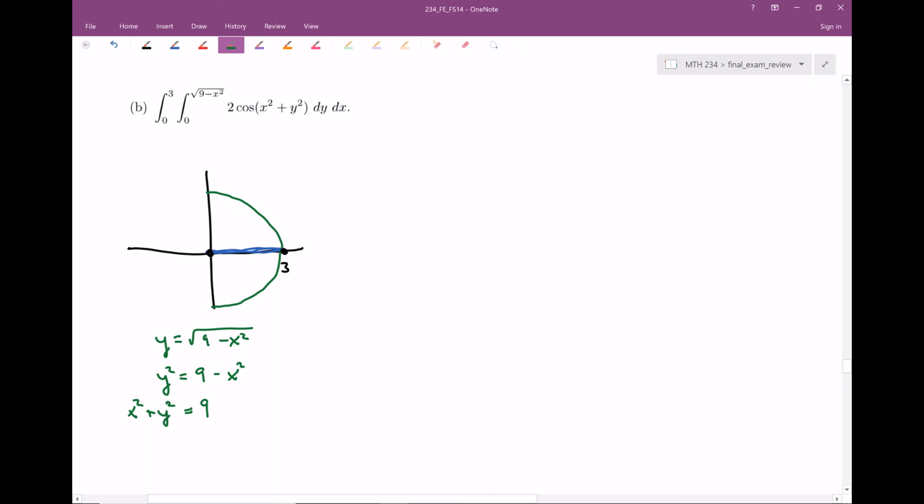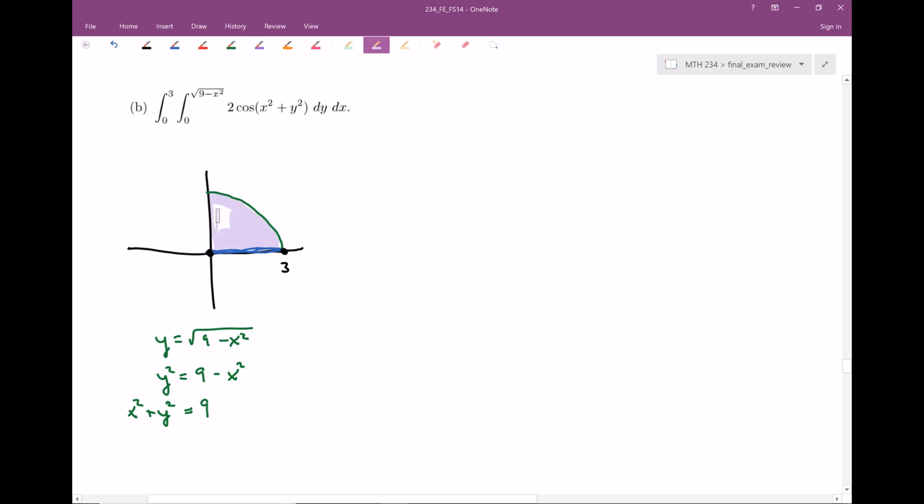And we have to decide, well, which do we want? Well, because it's the positive square root, that means that the y values are going to be positive. So they should be above the x-axis. Here's where the y values are positive. So we want the positive square root, aka the top half of the circle. So this is the region that we're integrating over here.